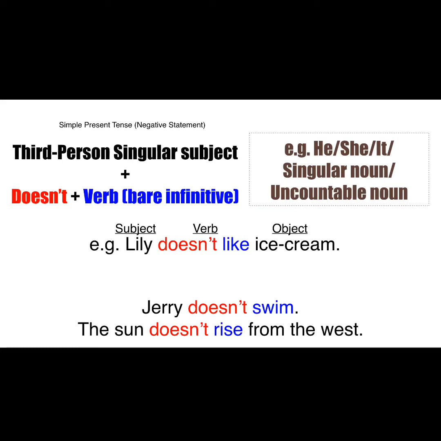Another example is that Jerry doesn't swim. Jerry is a singular noun, so it's a third-person singular subject as well. So we need to use doesn't before the verb swim. And we don't need to add s or es after swim. The last example is that the sun doesn't rise from the west. The sun is a singular noun. Therefore, we will use doesn't before the verb rise. And we don't need to add s or es after the verb rise. So this is how we make negative statements in simple present tense with third-person singular subjects.